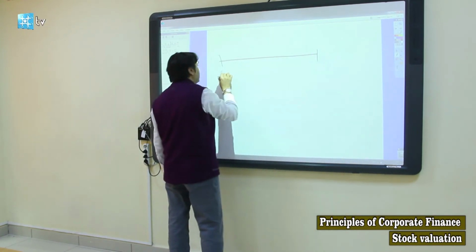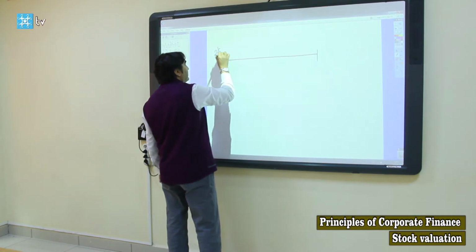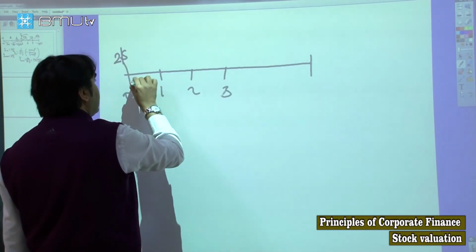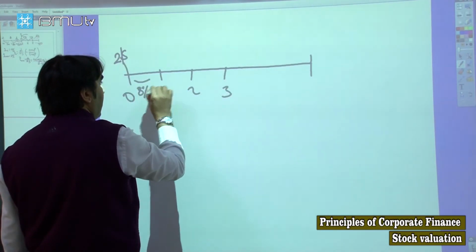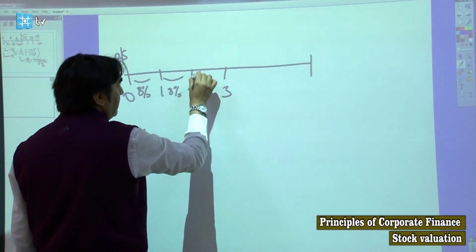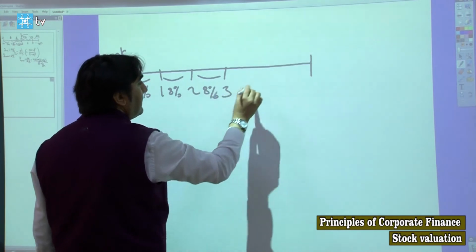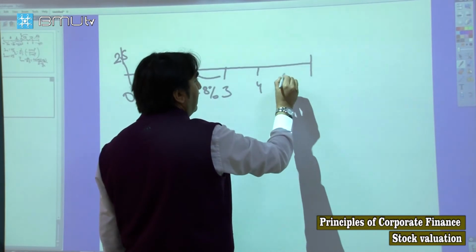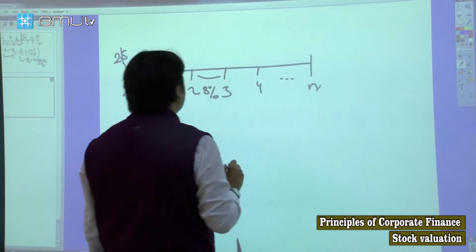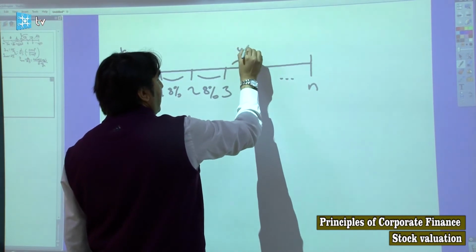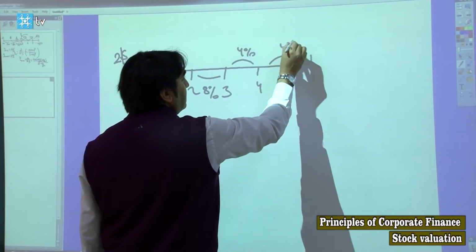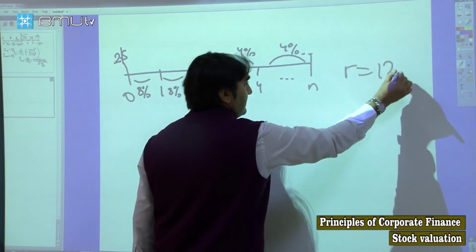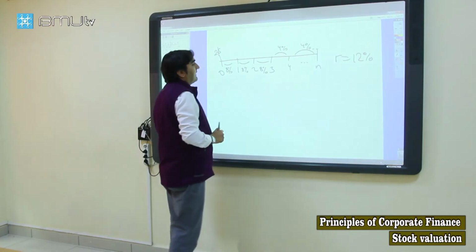Best way is draw a timeline. It just paid $2 and it grows 8%, and for first 3 years 8%, 8%, 8%. And starting from third year it grows at 4%. It's perpetuity. 4%, 4%, and others. If the discount rate is 12%, what's the present value of these cash flows?